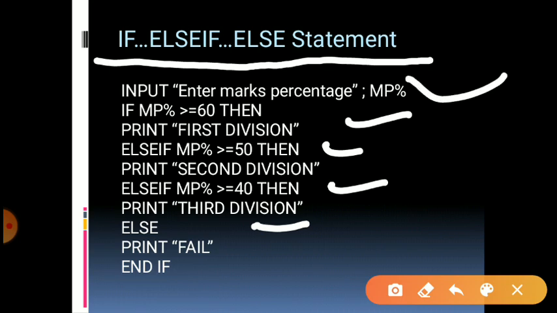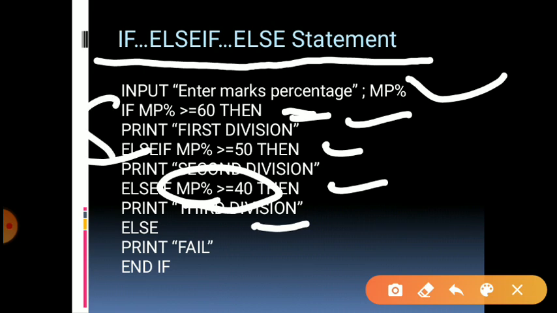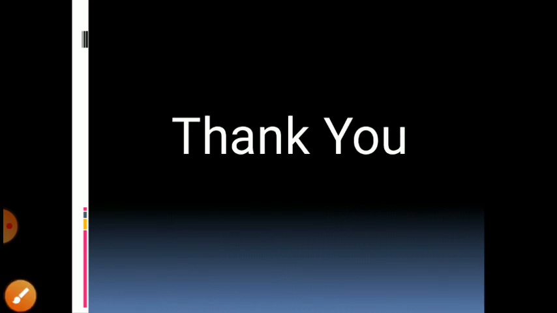If percent is greater than or equal to 60, then what will it do? Print first division. ELSE IF means here we check the condition again, then it will print second division. ELSE IF, again we check the condition here, and then print. If all these conditions are false, then at last it gives one simple statement, fail. Okay, thank you.